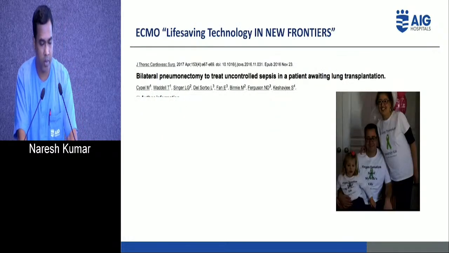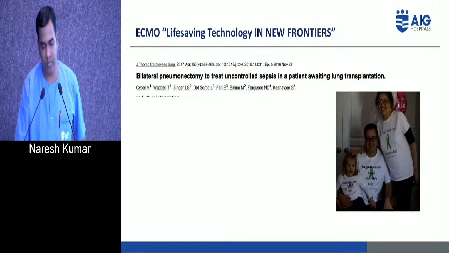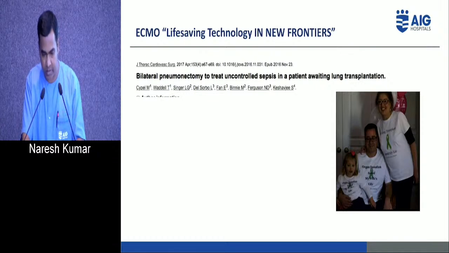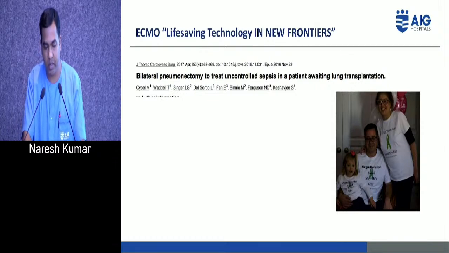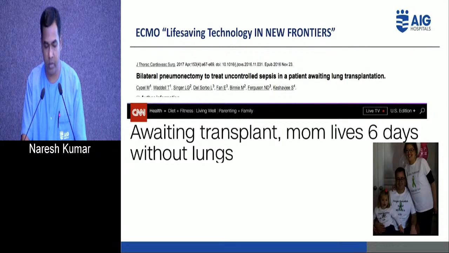So in newer frontiers, central ECMO can also be used in patients having uncontrolled sepsis. So this was a case scenario. This was a case where this lady underwent a bilateral pneumonectomy with H1N1 pneumonia, and she was managed with central ECMO for 6 days, and she finally recovered following bilateral lung transplantation.